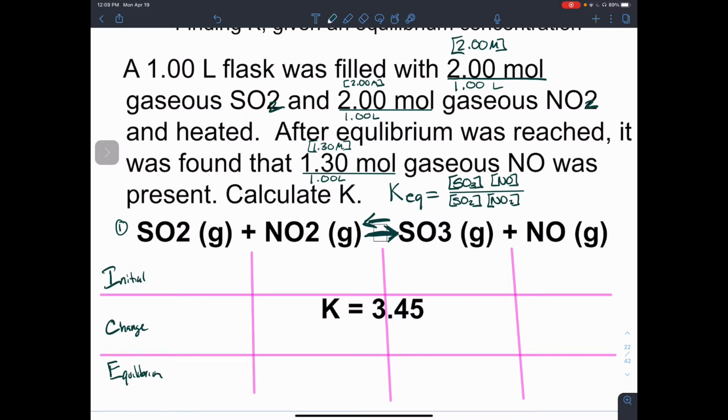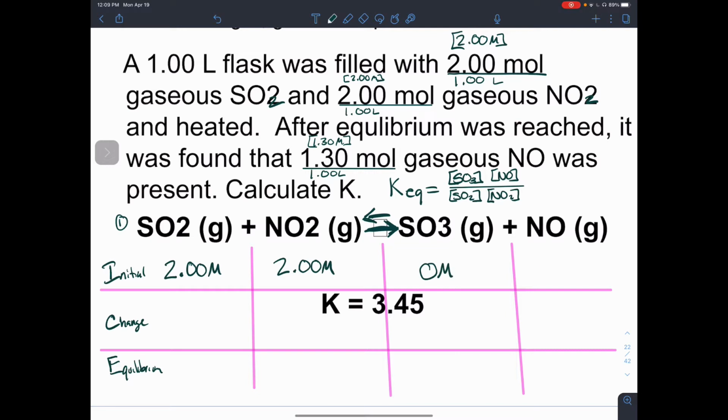And let's start plugging in what I do know. I have the initial concentrations for sulfur dioxide and nitrogen dioxide. It was 2.00 molar for both. Do I know the initial concentrations of products? We can assume that that flask was empty if we weren't told otherwise. That means the initial concentration of products is 0. That will often be the case, but not always. So if we're told we have some products in the beginning, then that's the information we have. But if we're not, then we can safely assume that most of the time it's 0.